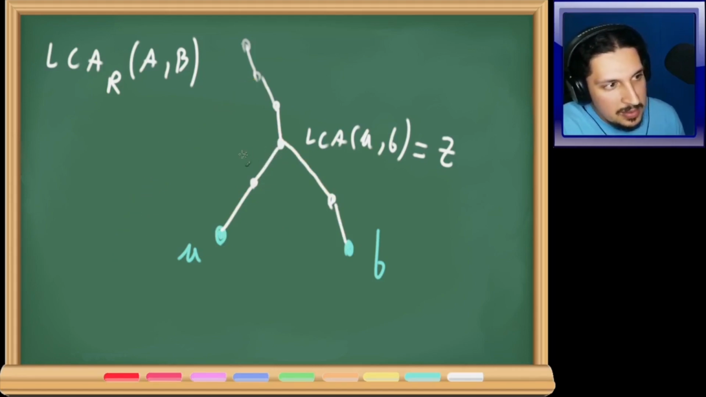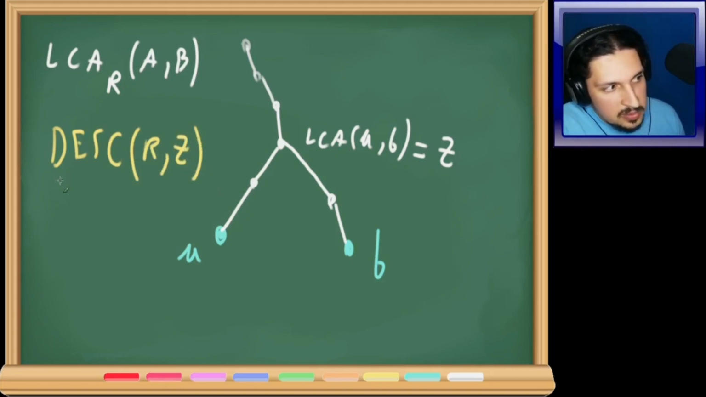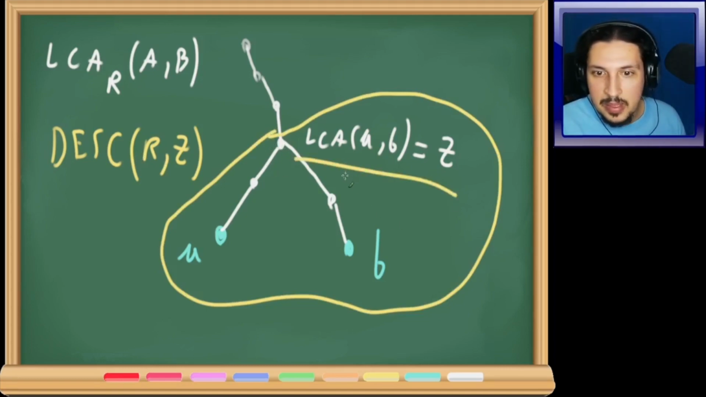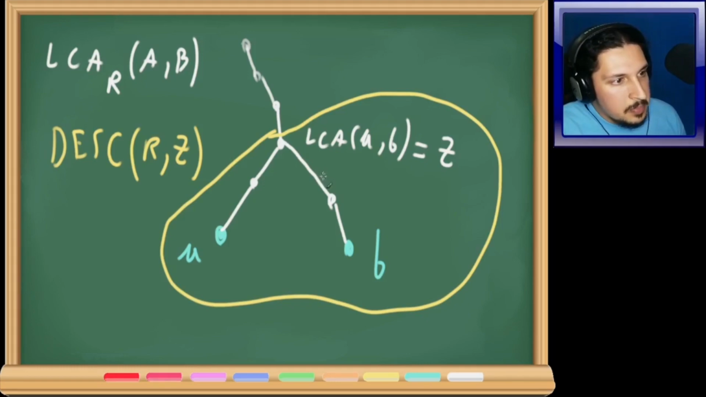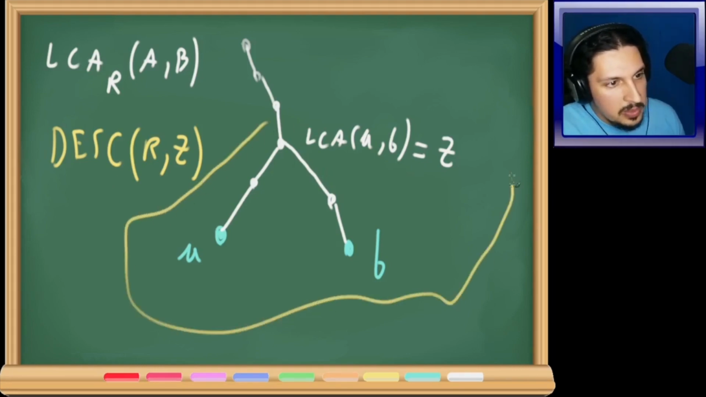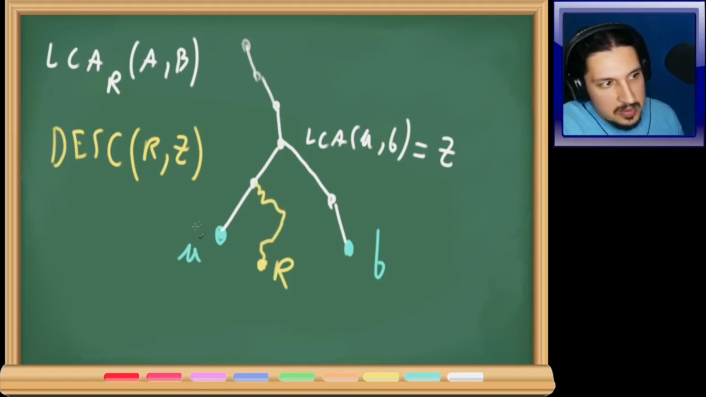So we can make that check, which is basically checking if R is a descendant of Z, and if R is not a descendant of Z, that means it's not in this subtree, then we're done. This is the correct answer, and that's fine. Otherwise, R will be somewhere within this subtree. It might be here in the path, or maybe it's somewhere around here, but it is inside the subtree.